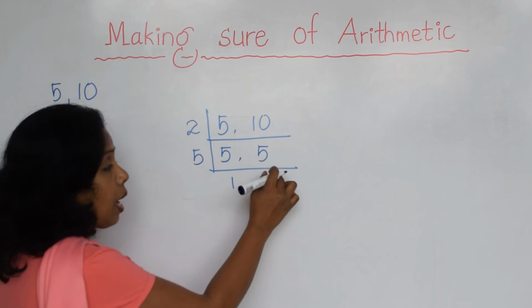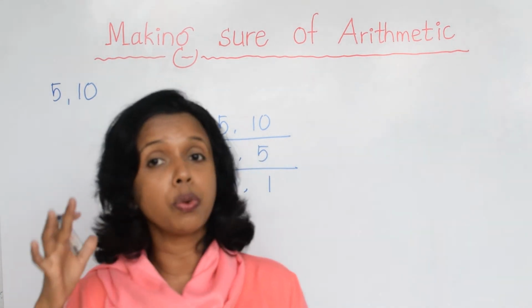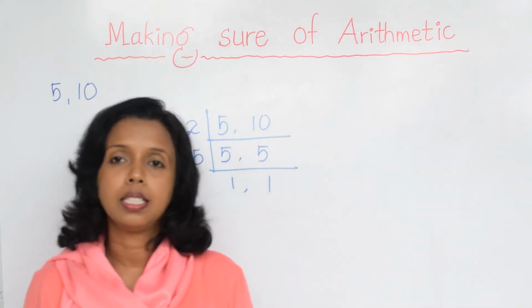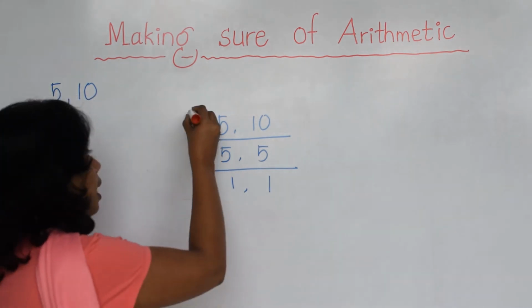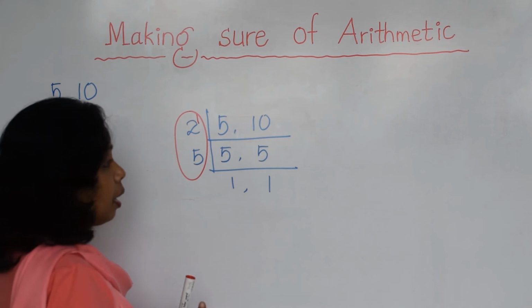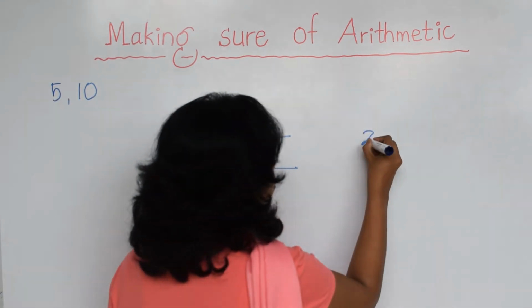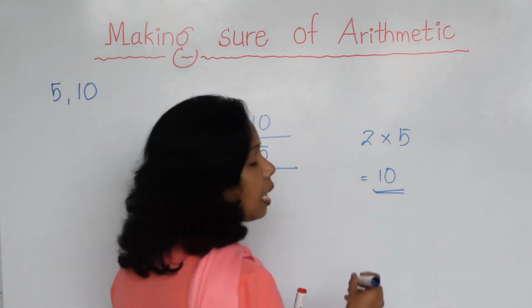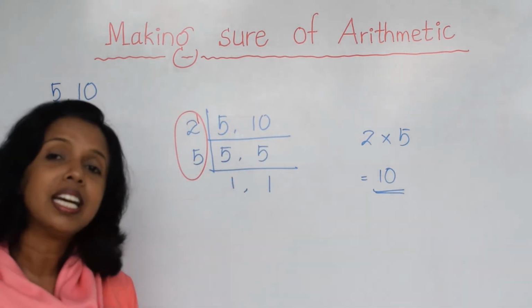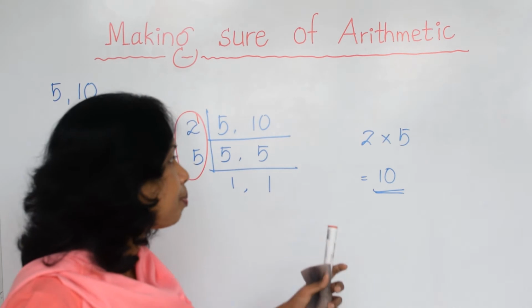Now you have that 1, 1. I told you, you want to divide it till you get 1. Yes, now you have. Then what you want to do, children, you take these numbers and multiply together. 2 times 5, it is 10. Now you got the same answer, right? You got the same answer, 2 times 5.